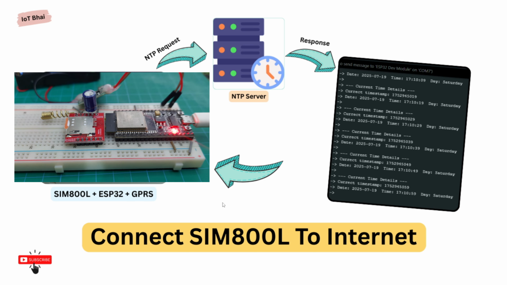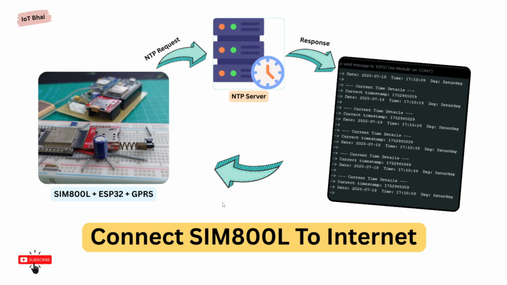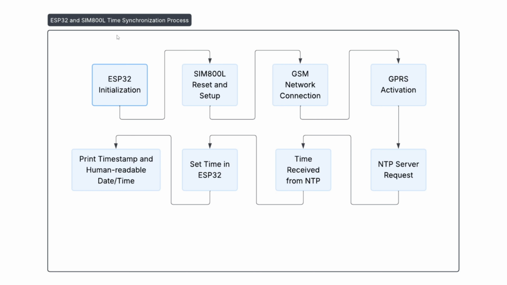Okay, so we will enable GPRS to connect our SIM module to the internet, and today it's a simple program. We will connect to the NTP server, the network time protocol server, and we will get the internet time from the NTP server. Okay, and we will print it. So this is a simple program and we will follow this process today.